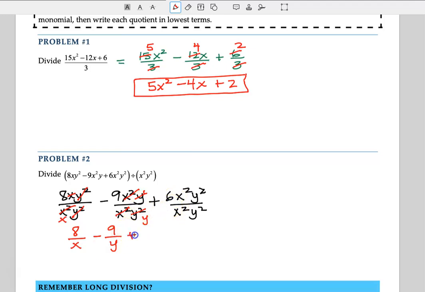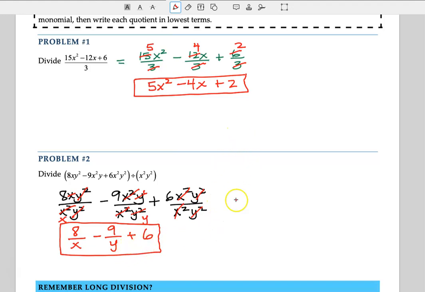And then on the last one, you can see that our x squareds and our y squareds both divide out, right? And remember, when I'm dividing those out, I'm making ones. All right, y squared divided by y squared is 1. And so then I'm really doing 6 times 1 times 1, which is just 6. And so that would be your simplified answer, and that's how you'd leave it.